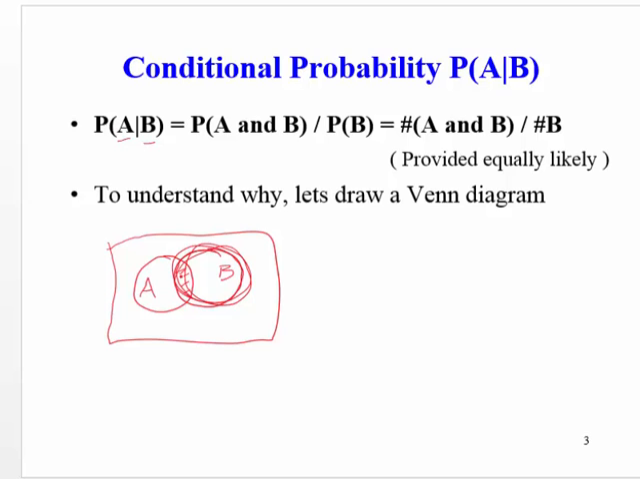Well, it's the amount of A that's in B. So it's the number of A and B, this part right here, this part of B. So it's the number of elements in A and B divided by the number of elements in B. I can divide top and bottom by the total number in the universe. So I can also write it as the probability of A and B over the probability of B. I hope that helps for your understanding.